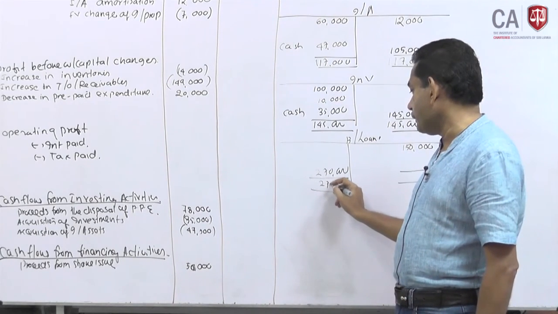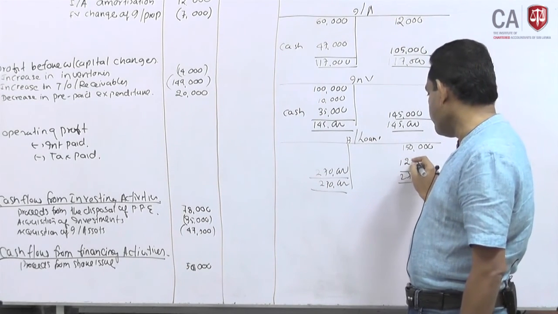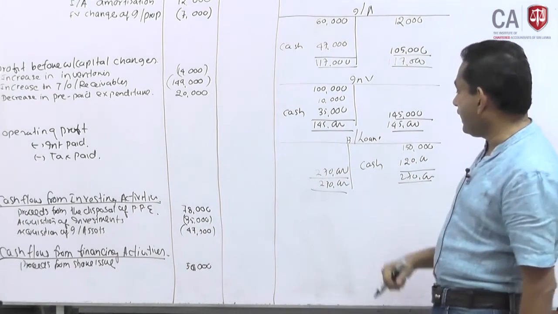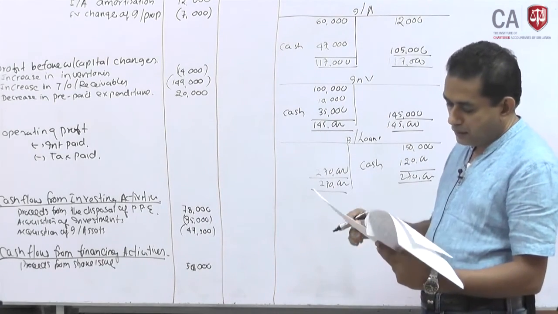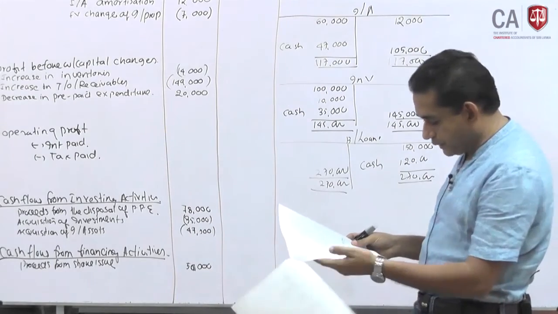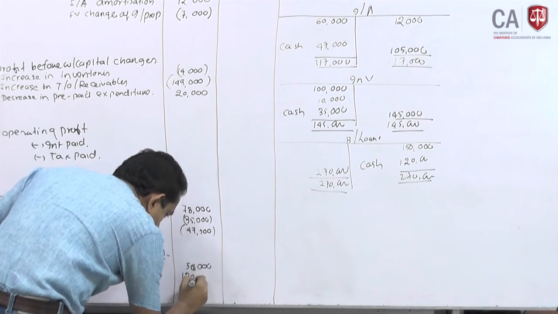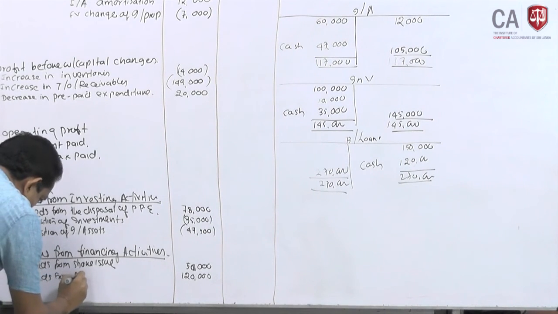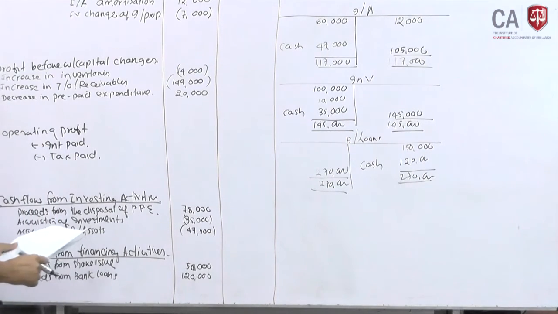So, what has happened during the current year? 270 less 150, 120,000 is the difference. It is like you receiving and obtaining more bank loans during the current year, and let us put it under financing activities, proceeds from long term bank loans 120,000. Proceeds from bank loans 120,000 should be a cash inflow.